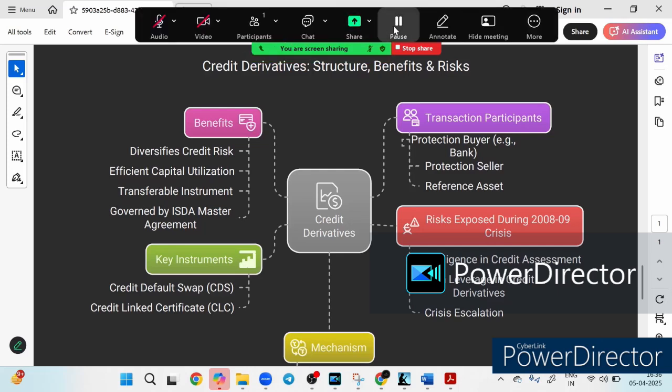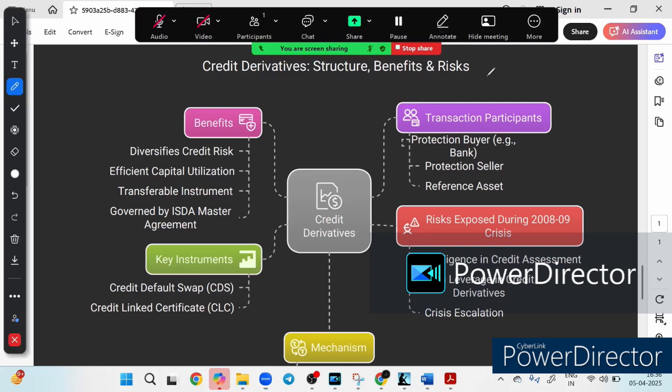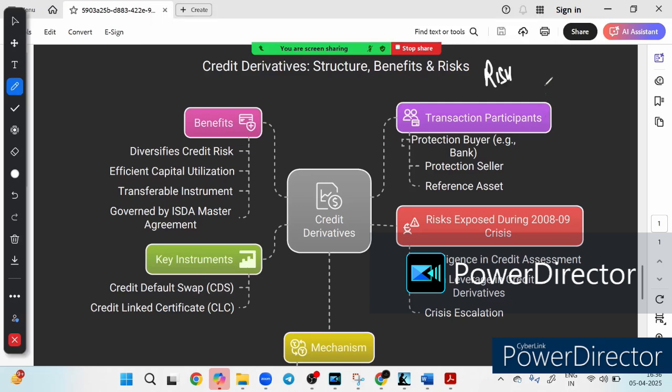So see what is happening here, just wait a minute. Risk is transferred from one person to another, right? Ensuring better capital efficiency. But are they risk free? Let's see. So first of all, let's look at the definition, right? What is a credit derivative?